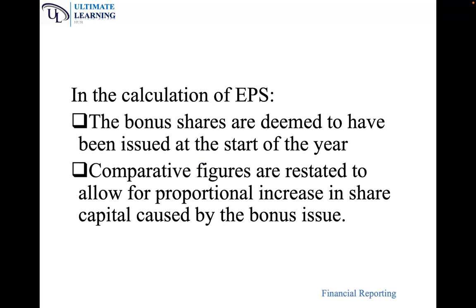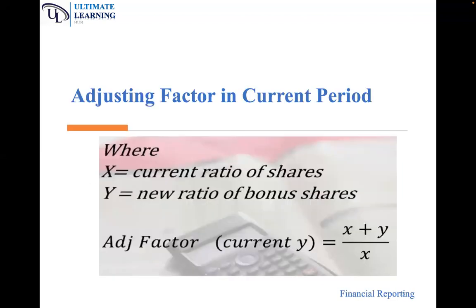Now, in a bonus issue, we normally introduce what we call an adjusting factor. How do we calculate the adjusting factor? We issue new shares in a certain ratio. For example, if we issued 1 new share for every 2 existing shares, there is the 1 and there is the 2. We take 2 to be X, and 1 to be Y. There is an adjusting factor that we introduce in the current year, because when calculating EPS, we calculate for 2 periods to compare: the current year and the previous year.